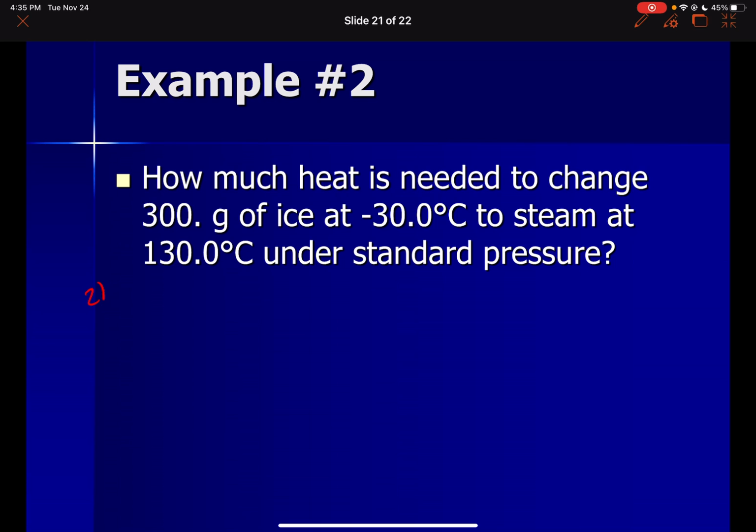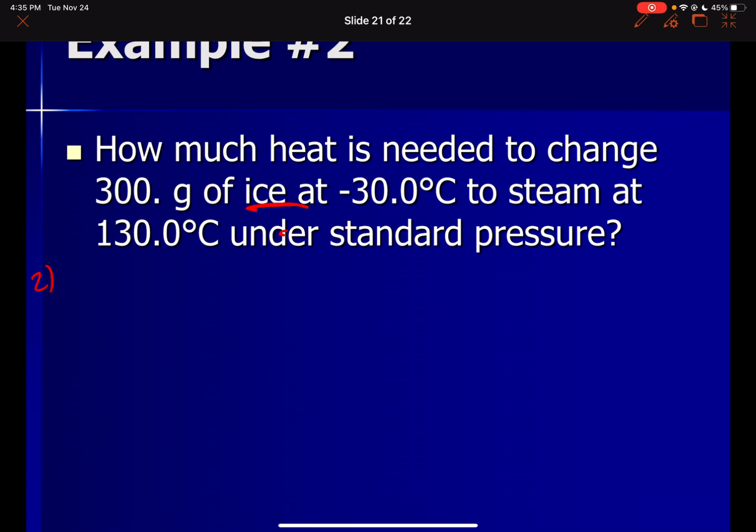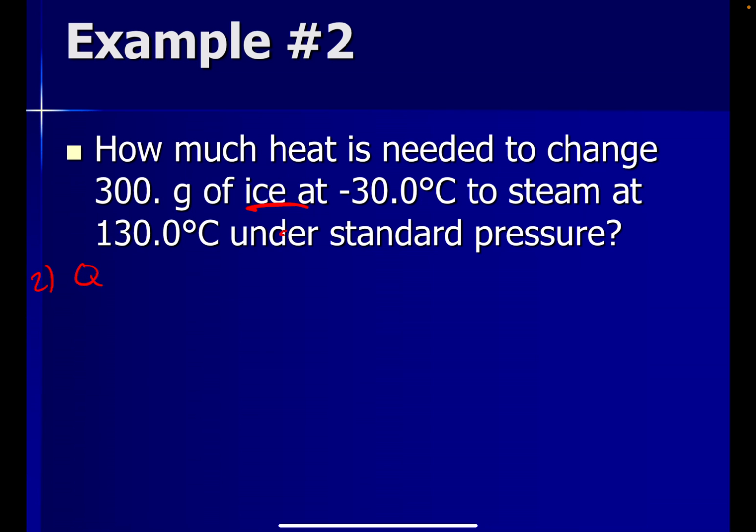Okay, part 2. Now we need to go from ice to water, so now we need to melt. And remember, we use the equation for the heat of fusion. Our mass is 0.3 kilograms, and our latent heat of fusion is 3.33 times 10 to the 5th. So again, type that into the calculator: 0.3 times 3.33 times 10 to the 5th. And I got 99,900. I'm going to go ahead and write that down as well.